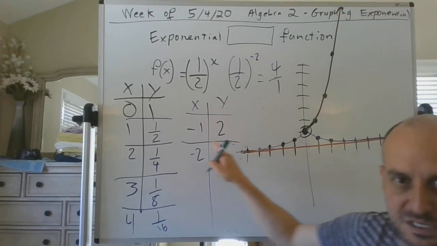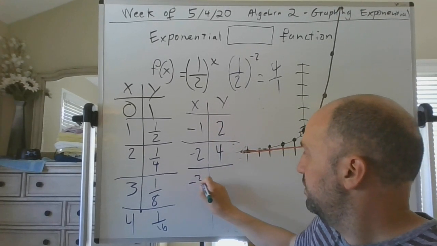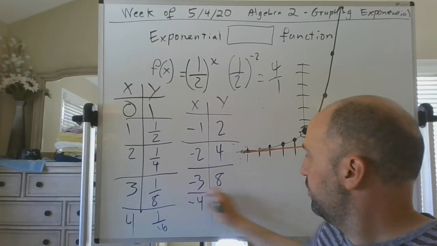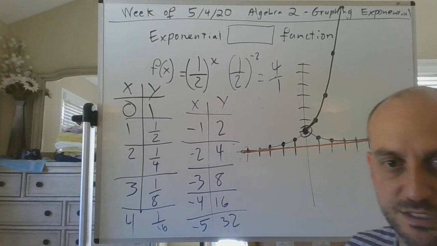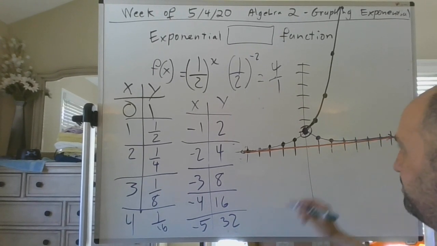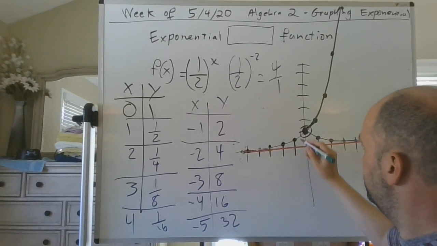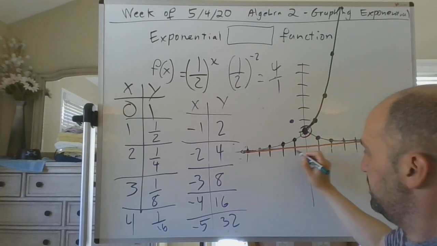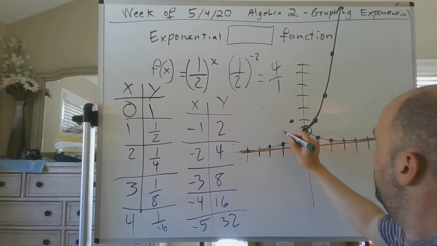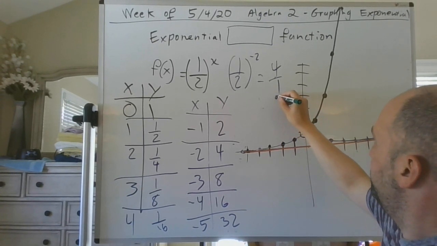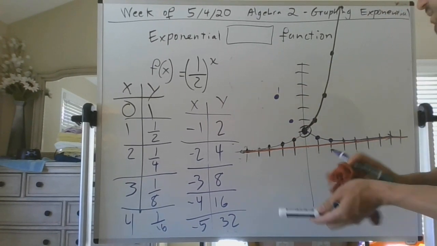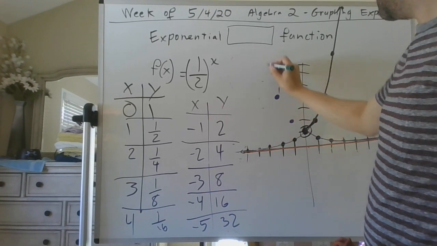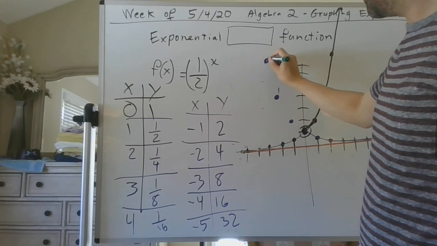So if you follow this pattern, negative 3 would be 8. Negative 4 would be 16. And so on and so on. Negative 5 would be 32, and so on. So I'm going to graph that. Negative 1, 2. Negative 2, 4. Negative 3, 8. I think you guys are starting to see what's happening here.